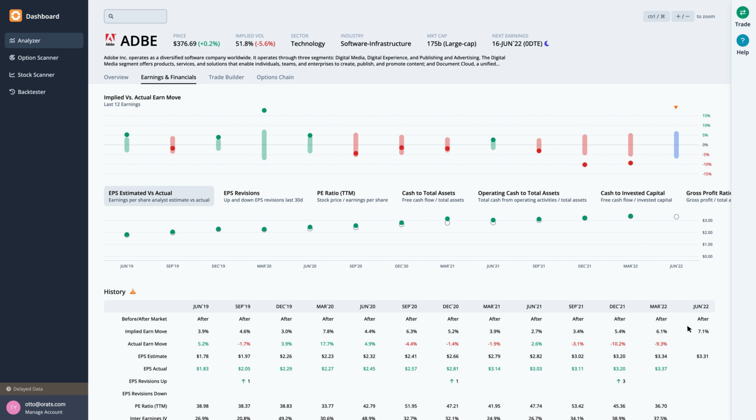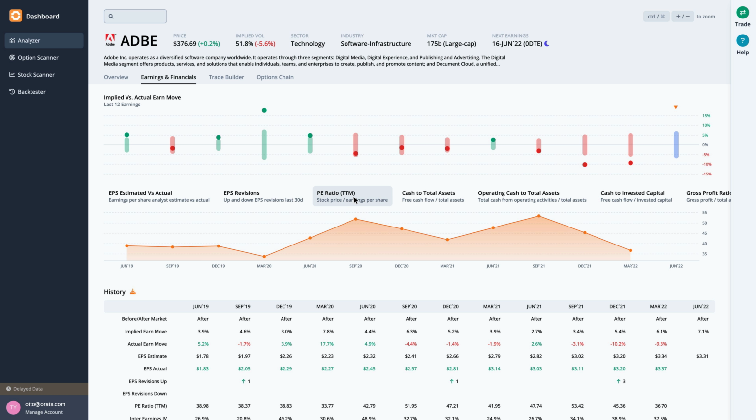We can overlay quarterly financial data by clicking on the ratios below the earn move graph. Let's look at the PE ratio, which is the stock price divided by the trailing 12 months earnings per share. For ADBE, the current PE ratio is 29.6, which is 23.6% under the average for the last 12 earnings observations.